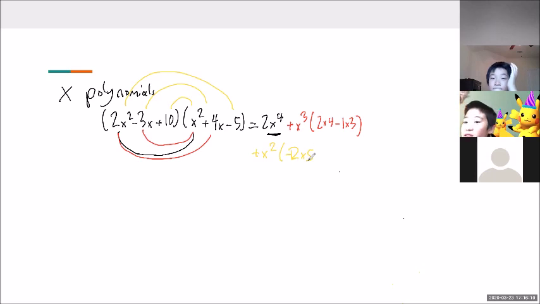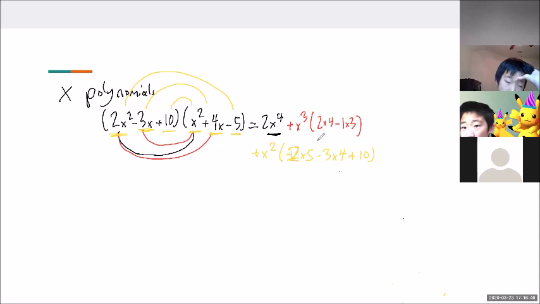Sorry for the mistake over here. Minus 3 times 4 and then plus 10. And as you can see, this is just because the product of each of these is just going to be something times x squared. Over here, this is just going to be something times x squared. And then these two, the product is just going to be something times x squared.